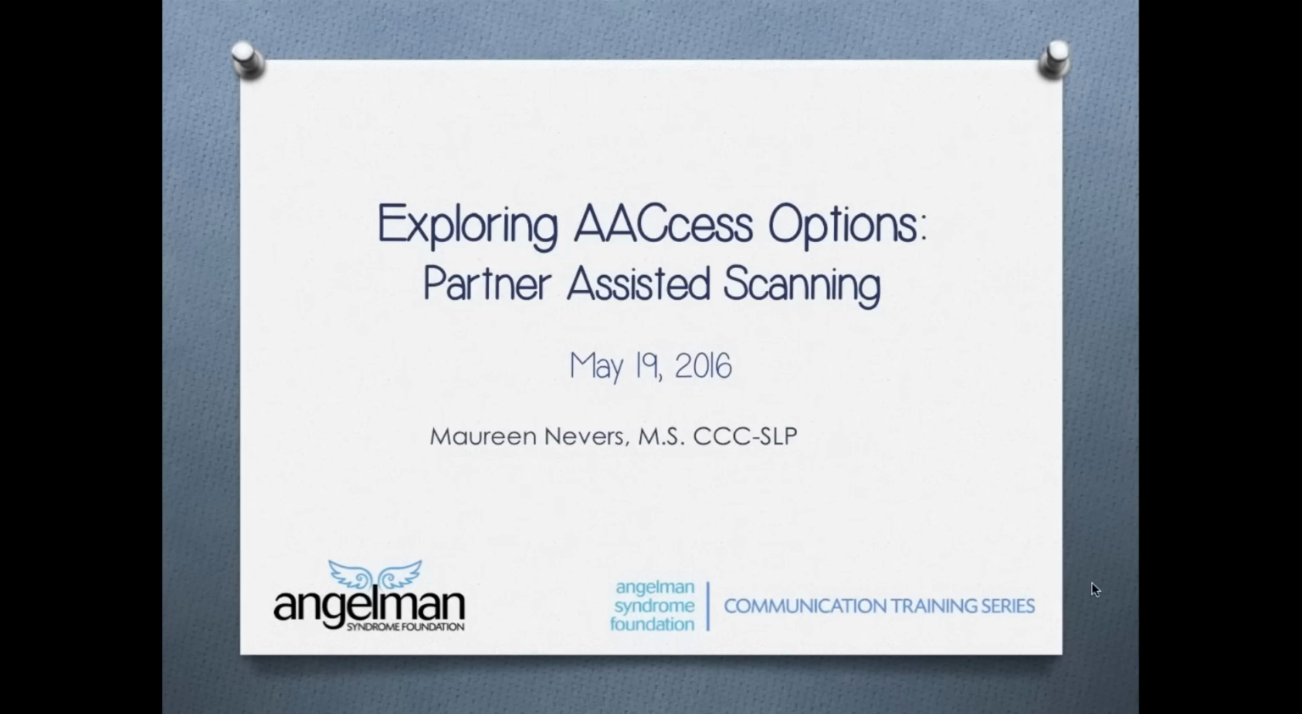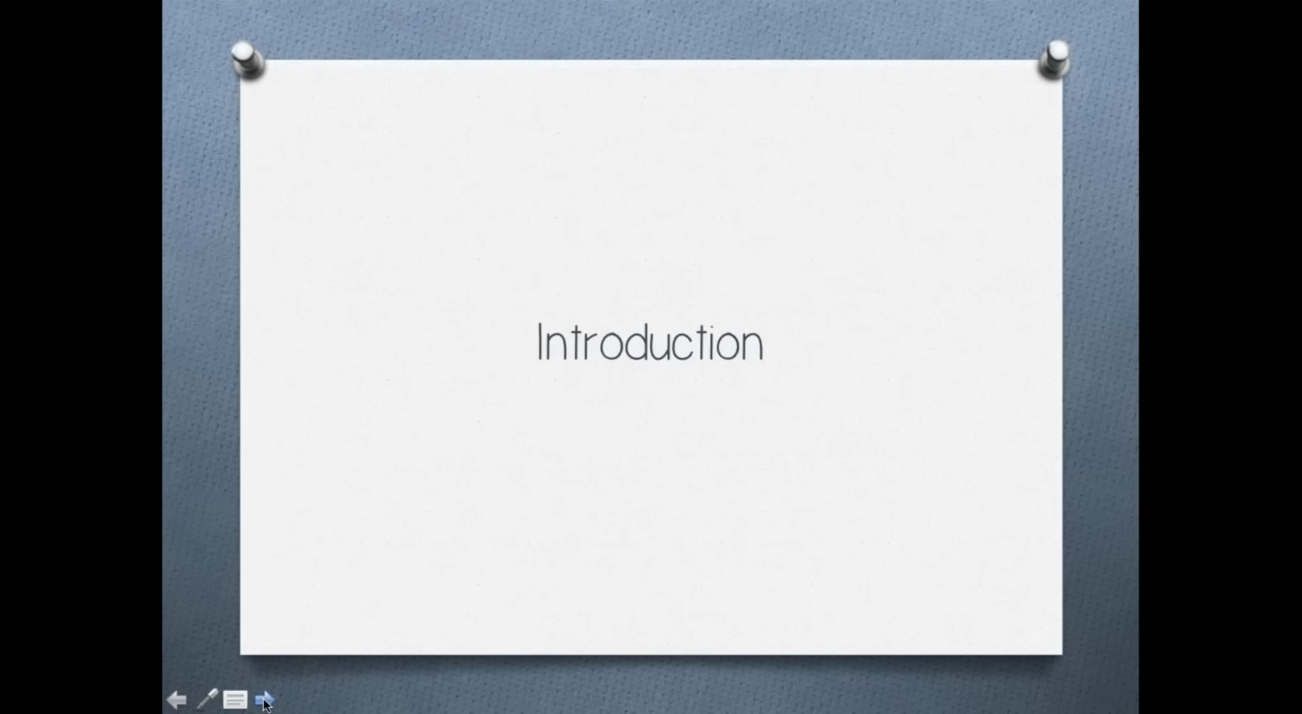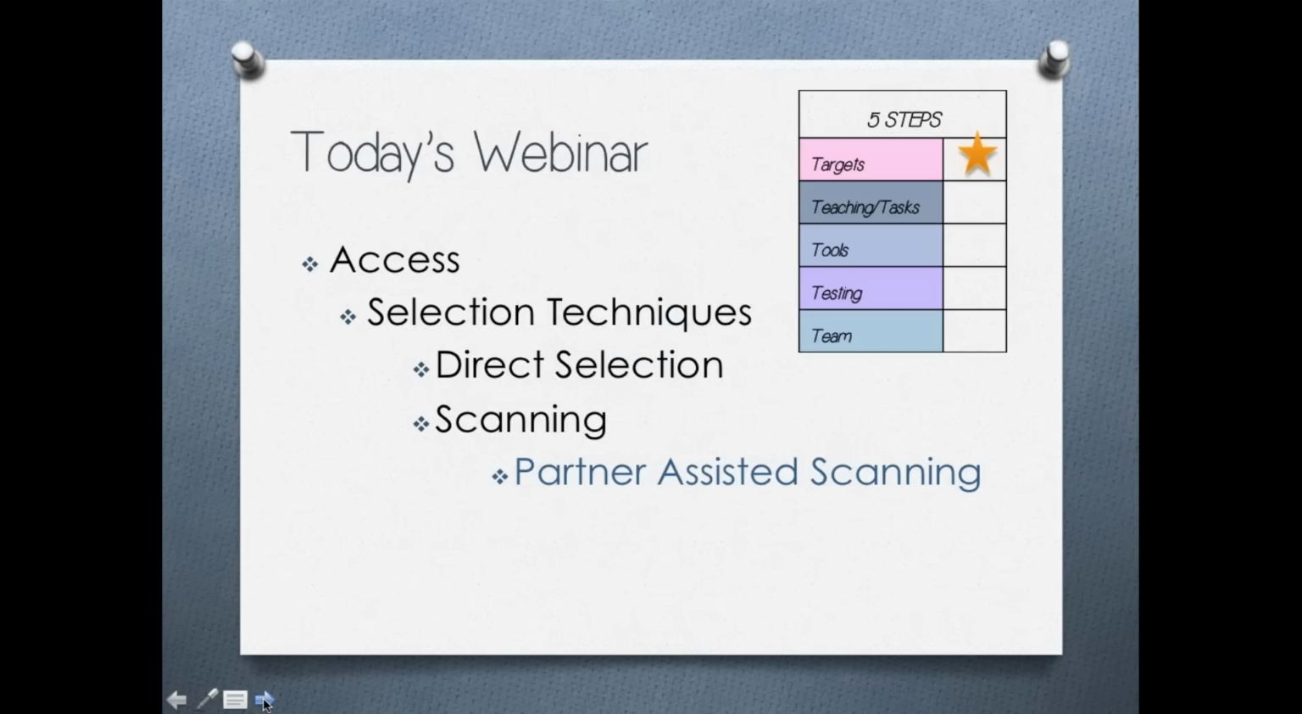So I always have to come up with something, I can't just do a straightforward title. So I call this Exploring Access Options, Partner-Assisted Scanning. Part of the reason that I did that was, because today is thinking about different ways of accessing communication systems. And we will talk about some of the other ways other than partner-assisted scanning, just so you can have a context for what partner-assisted scanning is and where it fits in the bigger scheme of things.